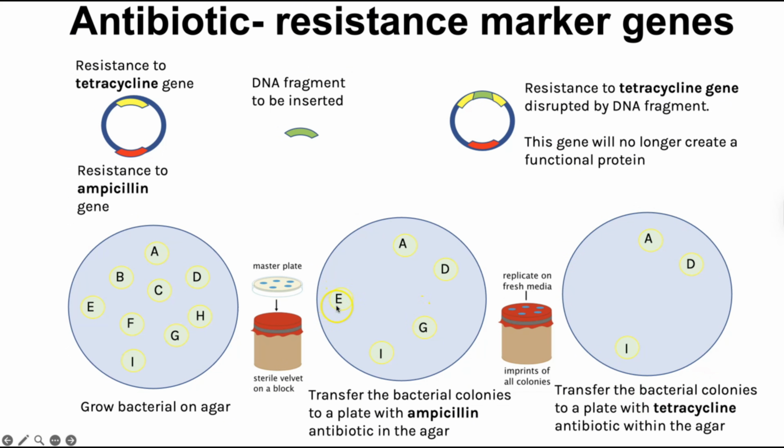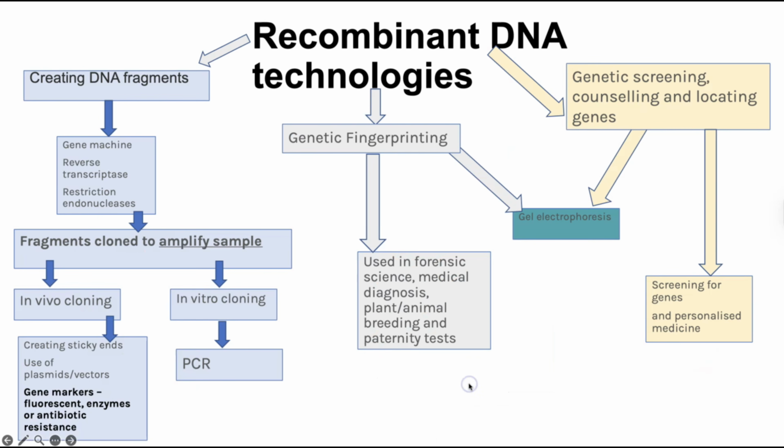So that means it won't be present on this plate. And that is only colony E and G, because they're on this one, they're not present on this one. So that tells us that E and G are the only colonies of bacteria that have that recombinant plasmid. So those are the ones that you should then remove and grow en masse.